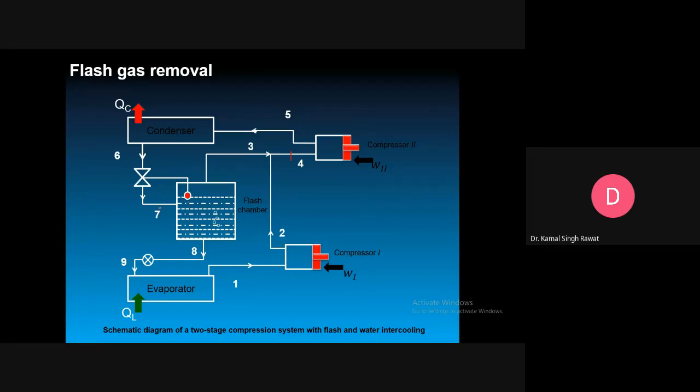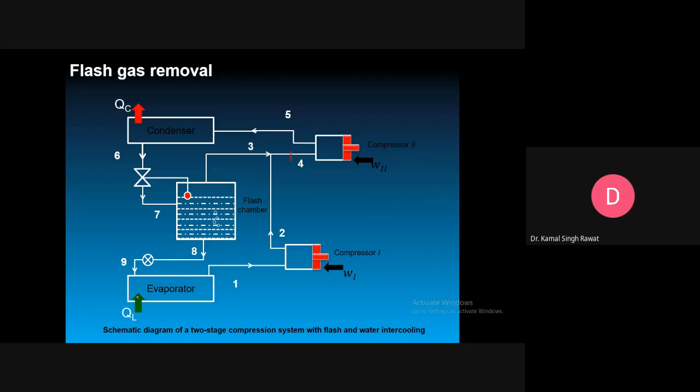So at point 7, we have a mixture of liquid plus vapor at an intermediate pressure. And in the flash chamber, we separate the vapors and liquid. This liquid at intermediate pressure, which is saturated liquid, enters into the evaporator through this expansion valve. So 8 to 9 is a throttling process. In the throttling process, the pressure is reduced from the intermediate pressure to the evaporator pressure. And at point 9, we have a liquid plus vapor mixture, more liquid, less vapor, at evaporator pressure.